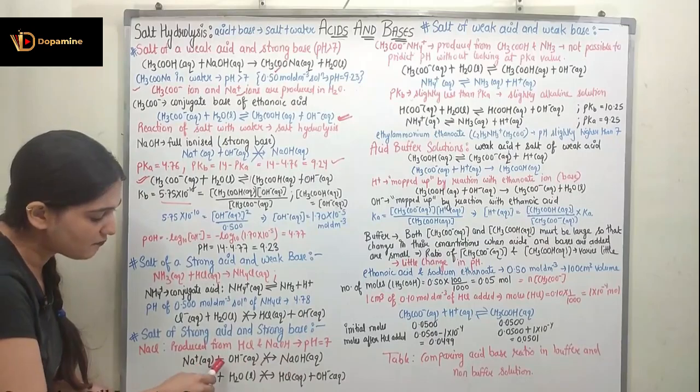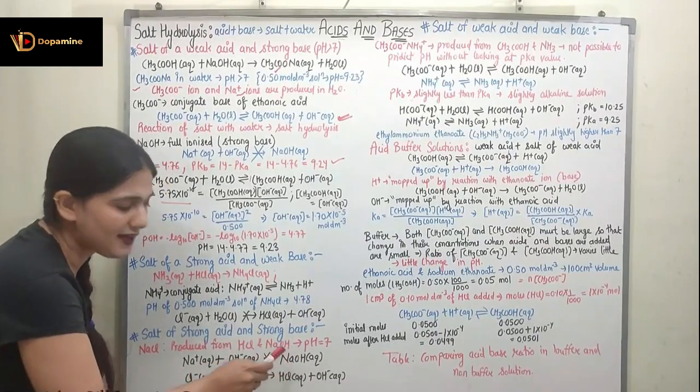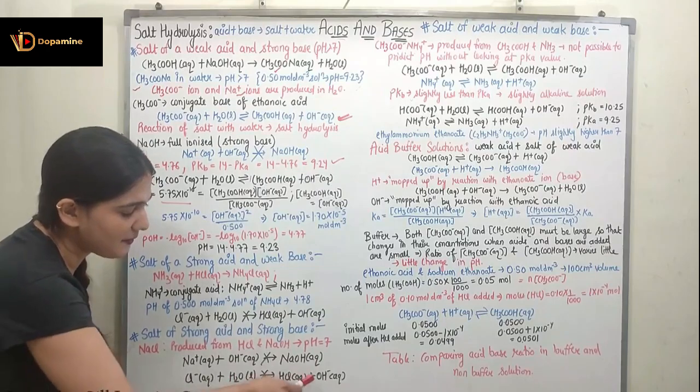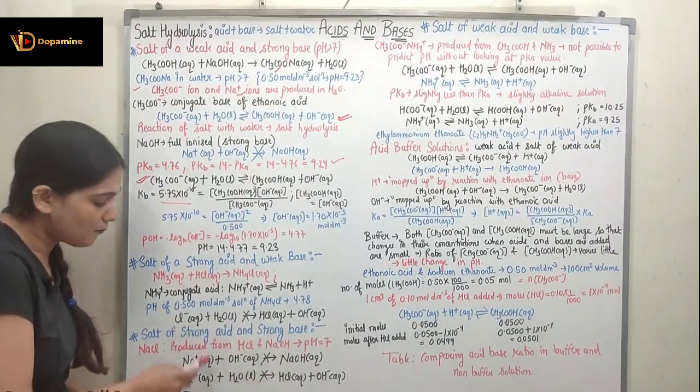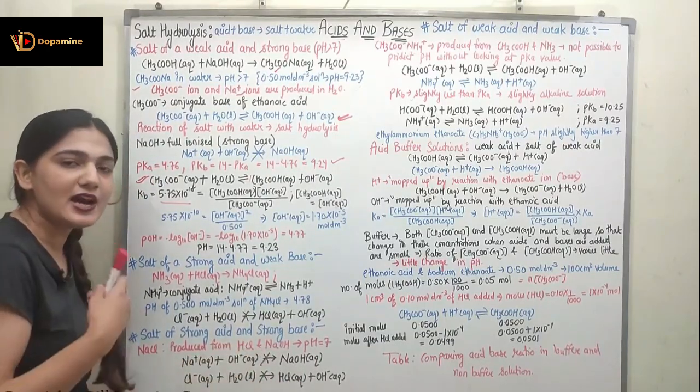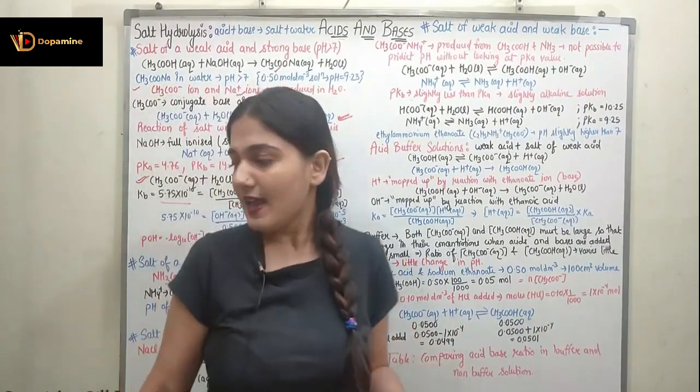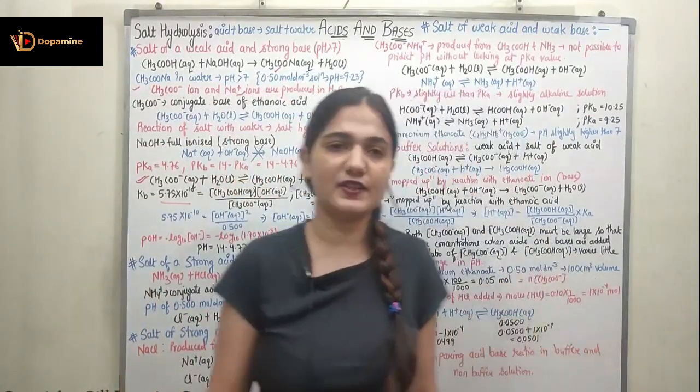Right, so Na positive plus OH negative is not going to give NaOH, and Cl negative plus H2O is not going to give HCl plus OH negative ion, because both HCl and NaOH are a strong acid and a strong base and they are going to completely ionize, and these two reactions are not feasible.